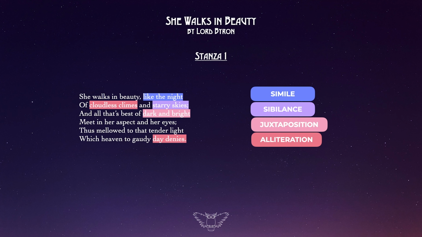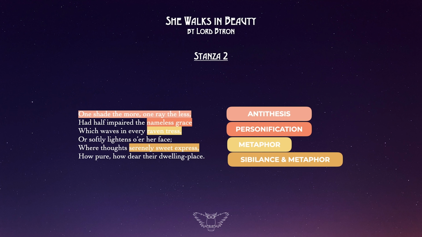And the dwelling place is her pure being, her body, her mind. Okay, so let's look at stanza 3. Oh, here we are, something a bit different. So we have 3 lots of anaphora.